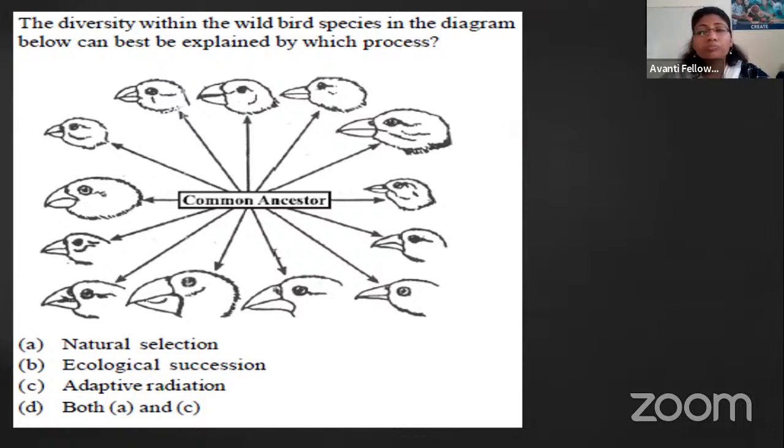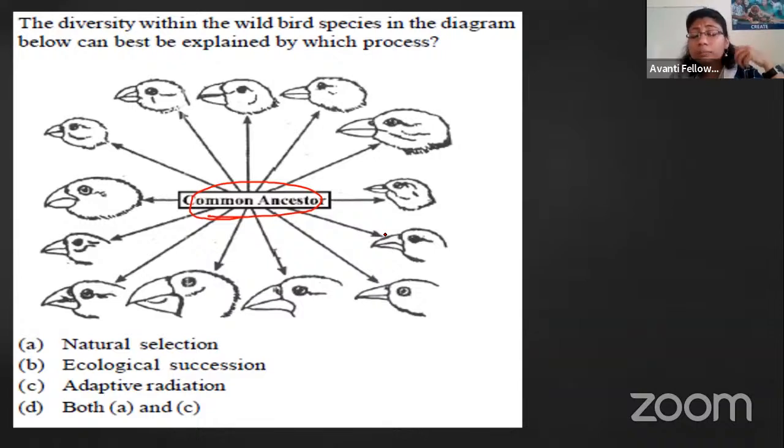Okay, so this question says: the diversity within the wild bird species in the given diagram explains which process? Here you can see we have the common ancestor, and from this common ancestor we are having the different types of birds, right?